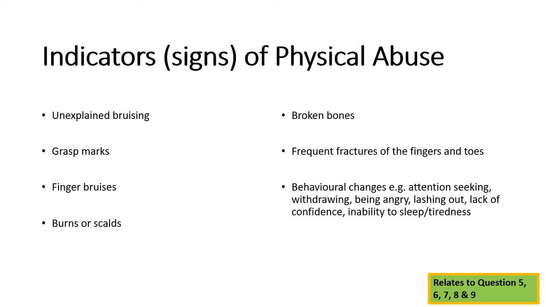So you'll see on this slide there's some indicators and signs of physical abuse. So the first one is unexplained bruising. So it might be that you've spotted a bruise on somebody, and they've said they don't know how they've got it, or they may do, but they're obviously not disclosing it to you. So any sort of bruising that you've got concerns about, which is unexplained. And also grasp marks, finger bruises, burns or scalds, broken bones, frequent fractures of the fingers and toes, and behavioural changes. So, for example, attention seeking, withdrawn, being angry, lashing out, lack of confidence, the inability to sleep, and tiredness.